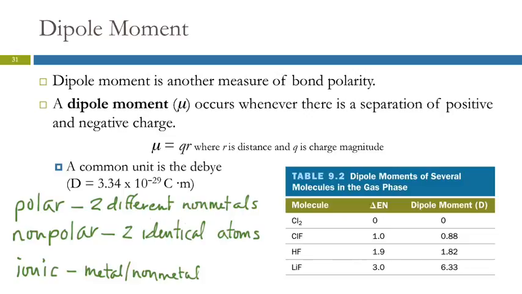Like I pointed out earlier, carbon and sulfur have the same electronegativity. So a carbon-sulfur bond is actually a nonpolar bond. So that's one example of where this generalization doesn't work. But it's not going to come up very much. Any questions about that?